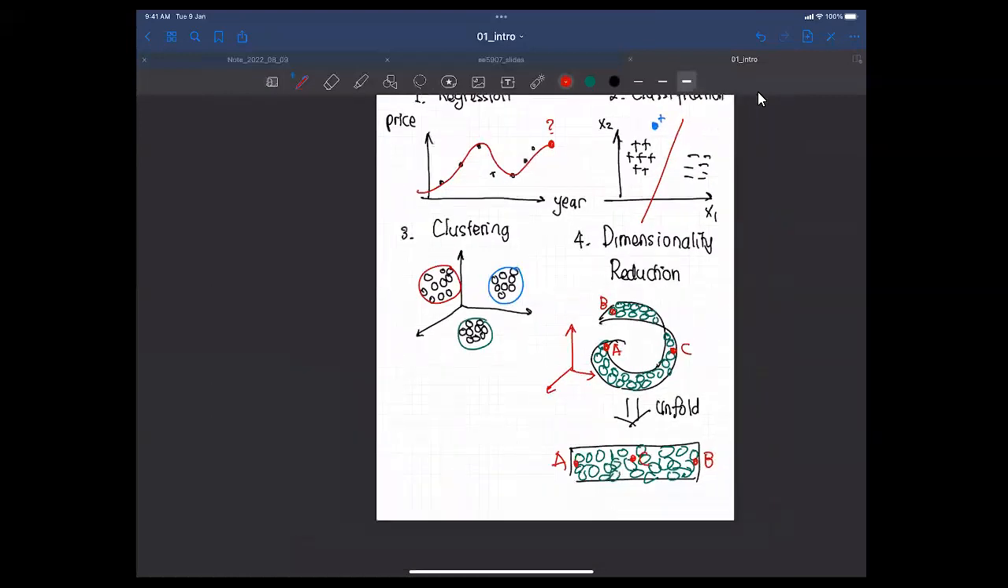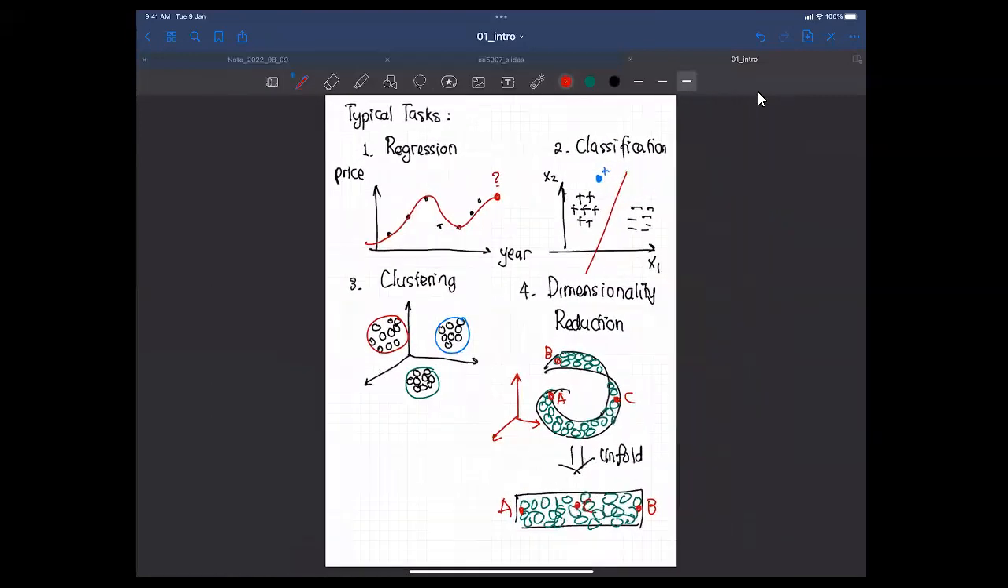Okay, so again, we will learn regression and classification as the first part of the course. And then in the second part of the course, you will learn about clustering and dimensionality reduction.